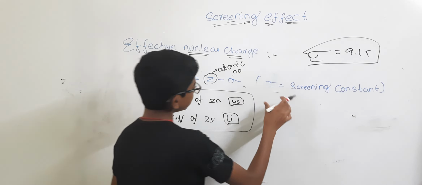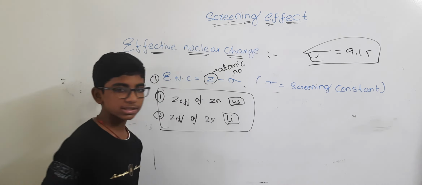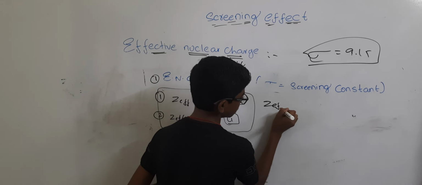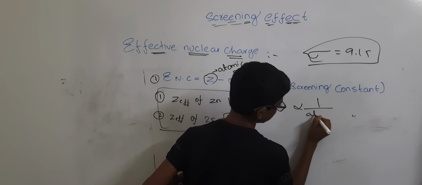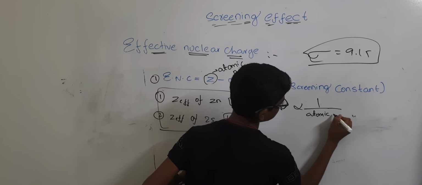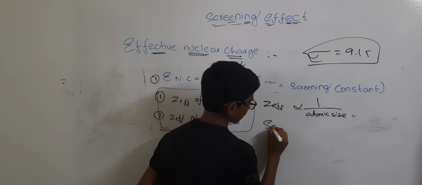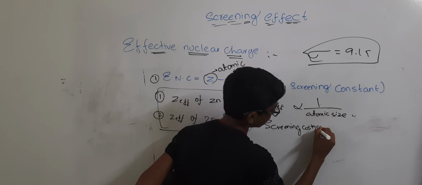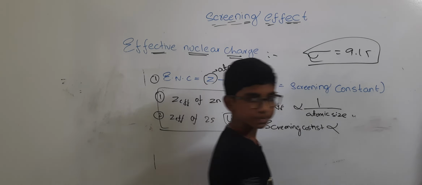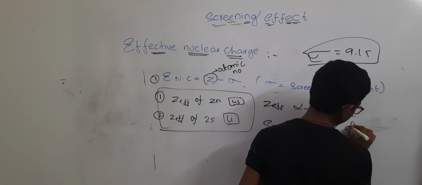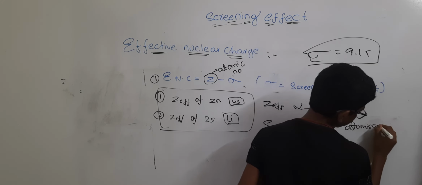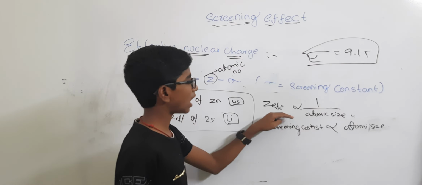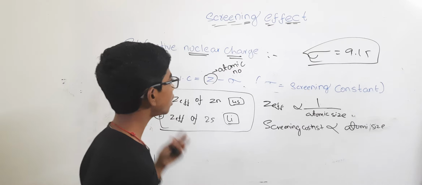And how the effective nuclear charge and screening constant are related to atomic size: as effective nuclear charge increases, atomic size decreases. In this way, effective nuclear charge is inversely proportional to atomic size. Screening constant is directly proportional to atomic size, and the effective nuclear charge is inversely proportional to atomic size.